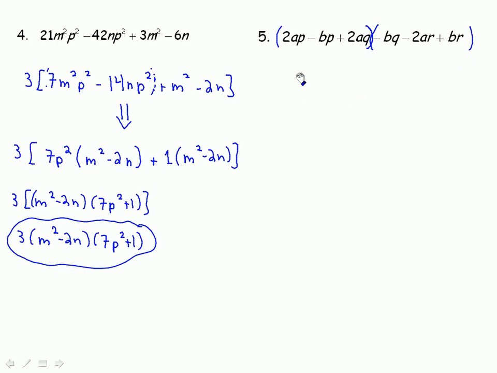So 2ap − bp + 2aq. If I understand that one right, from the configuration that I have, there's nothing that's going to be coming out of that one. There's no common factor of a, there's no 2 that's coming out, there's no p even. So then I turn to the second one, −bq − 2ar + br. And we don't have anything going on there either. So you could just give up, or you could try rewriting this expression.